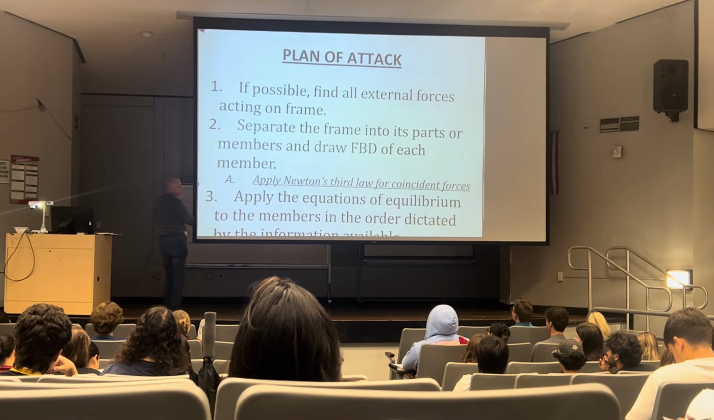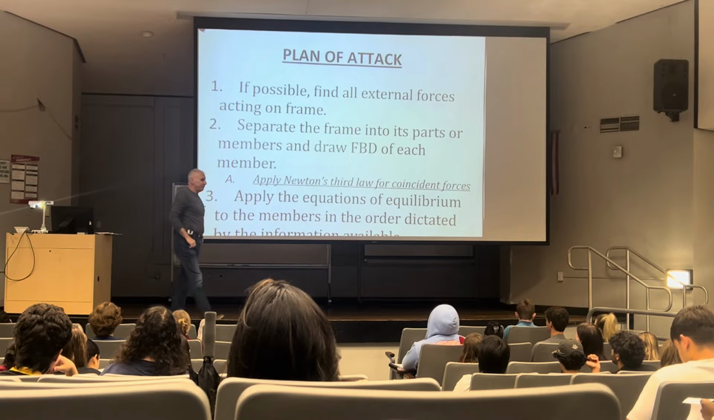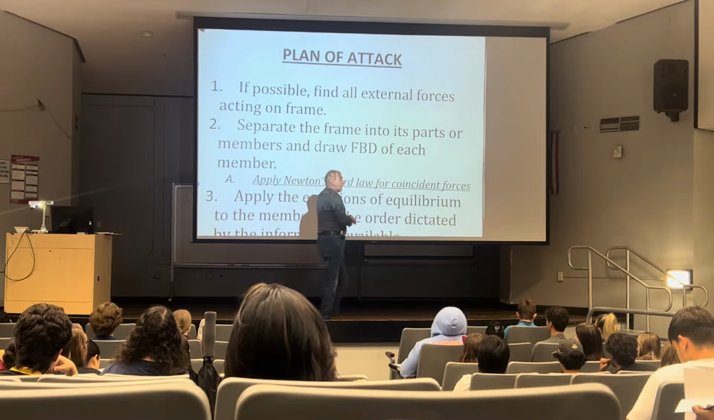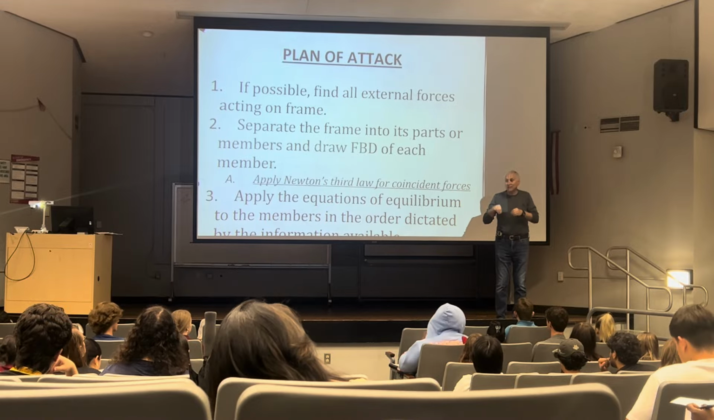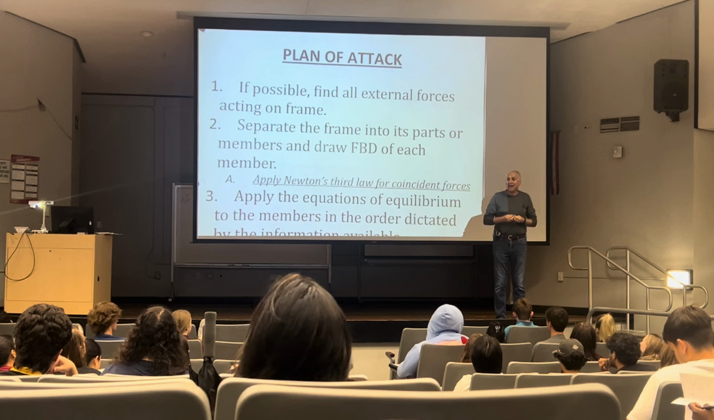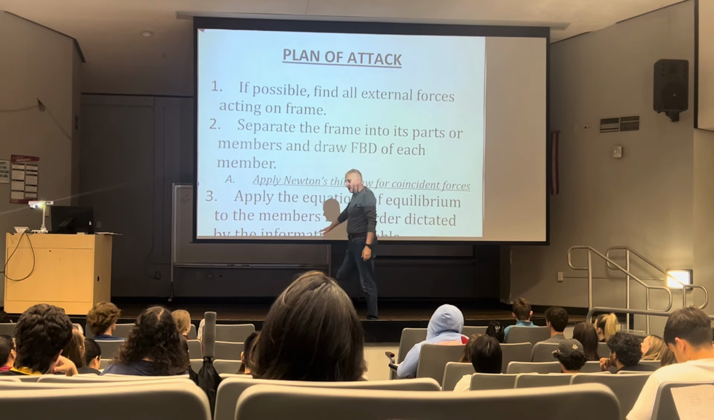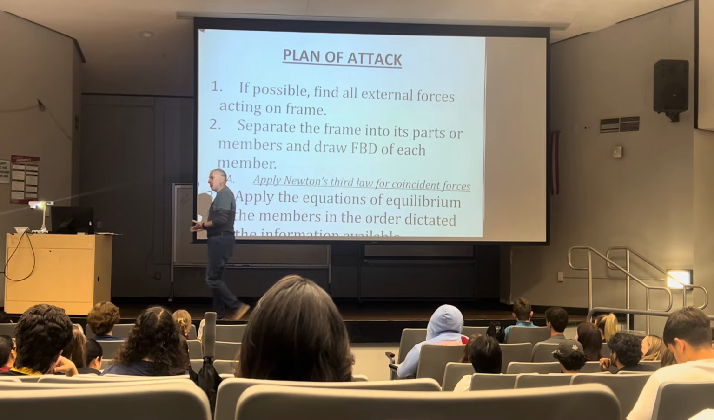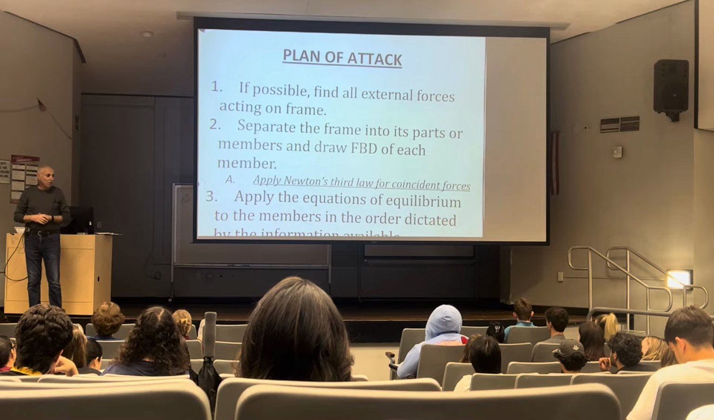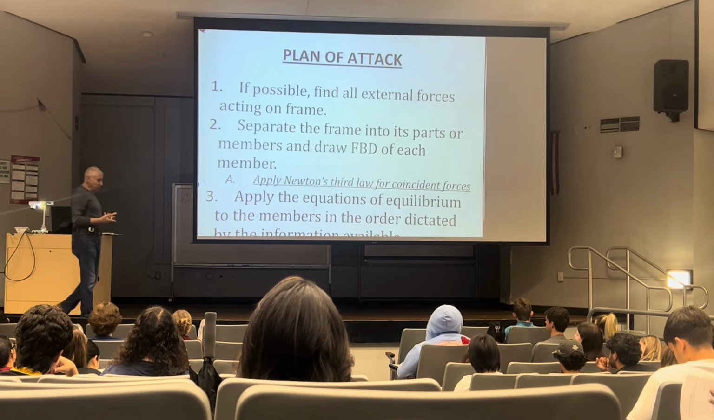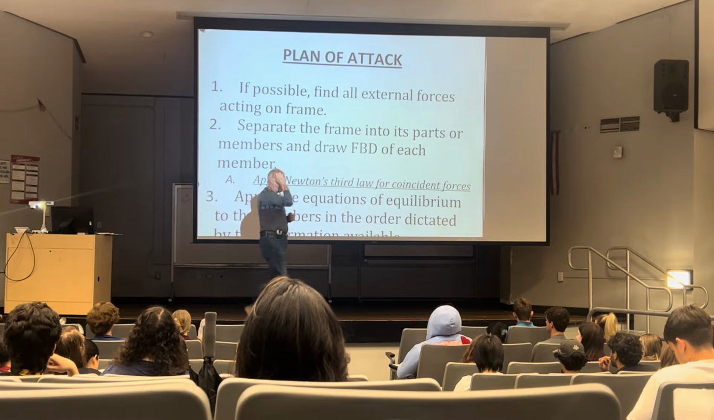All right, so if I tell you, find me all the reactions in a frame, here's the plan of attack. Number 1, can I find the 4 reactions? If I can, by all means, go ahead and do it. Which means draw a free body diagram of the whole thing, and do a chapter 5 problem. Get the support reactions. If you can't, skip step 1, go to step 2. Well, what does step 2 say?